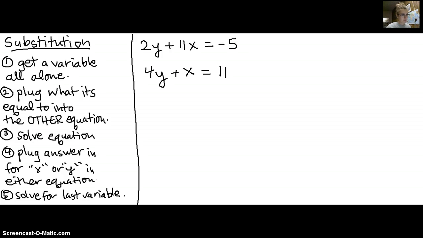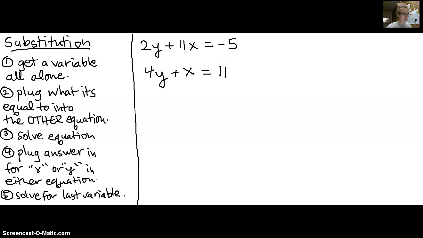Okay, we're going to run through another substitution example to solve this system of equations. Remember that a system of equations is just two or more equations. And here we have two, and we're going to be solving for x and y. One of the ways we can do that is by using the method of substitution. There are other ways, but this is one way.